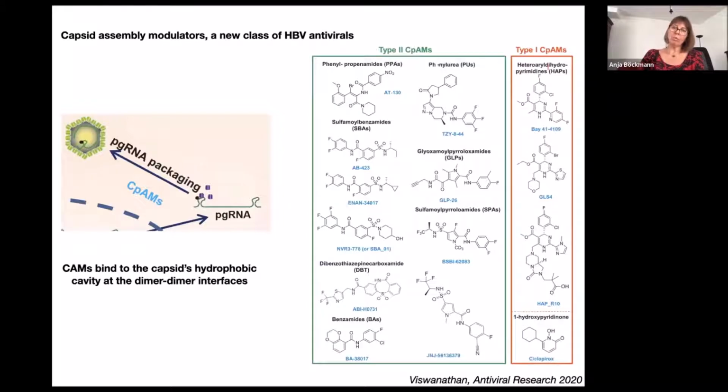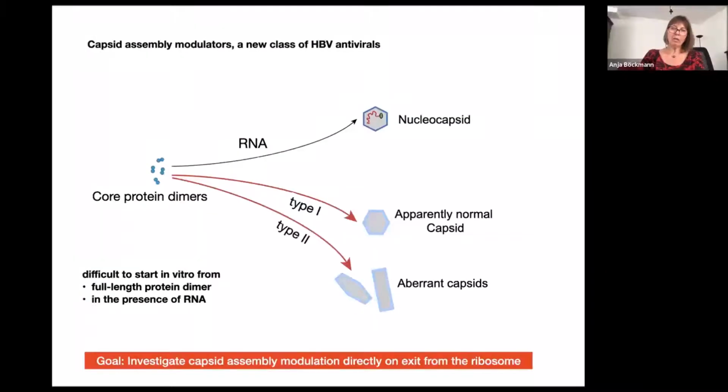And you have 2 classes, and I'll show this here. The dimers, when you add RNA, assemble to the nucleocapsid, and when you have these assembly modulators, the type 1, you get apparently normal capsid assemblies. And when you have the type 2 ones, you get aberrant capsids. So they really perturb the assembly. The apparently normal ones, actually, are believed to form much more rapidly, and by this, are not allowed to package the RNA and act this way.